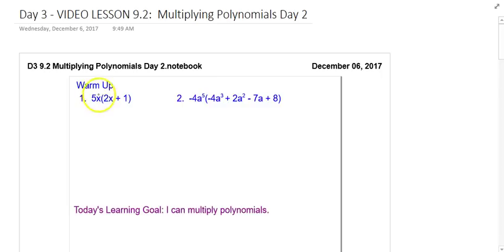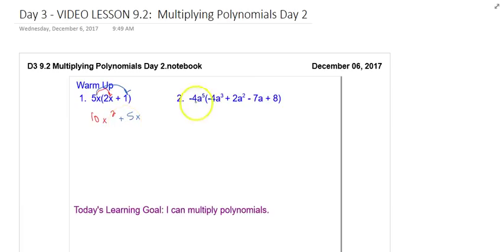All right, for number 1, we're just going to distribute this 5x to everything inside the parentheses. So I'm going to have 5x times 2x, and 5x times 10x would be 10x squared, and then 5x times 1 would just be plus 5x. We can't combine any like terms, and it's written in the correct order, so then that is our final answer.